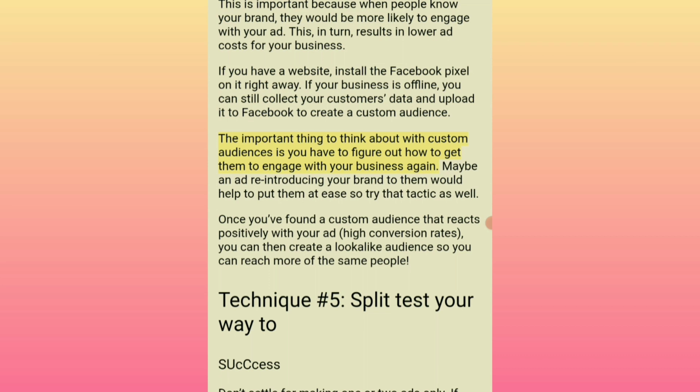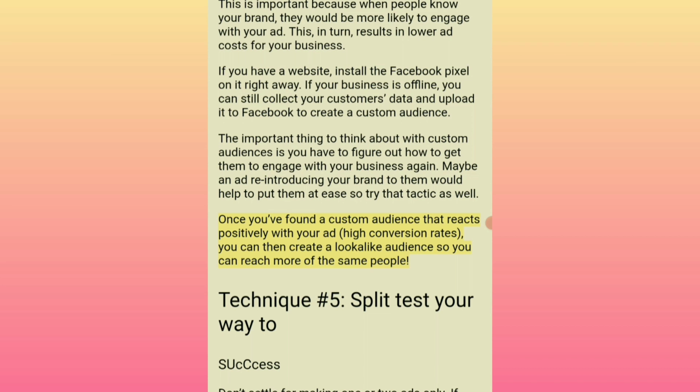Technique number 5: split test your way to success. Don't settle for making 1 or 2 ads only. If you're serious about succeeding on Facebook ads, then you need to spend some money on it first. One of the best investments you can make on the platform is by split testing your adverts frequently.